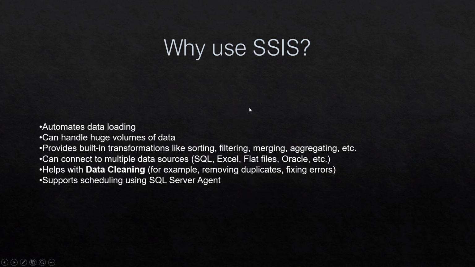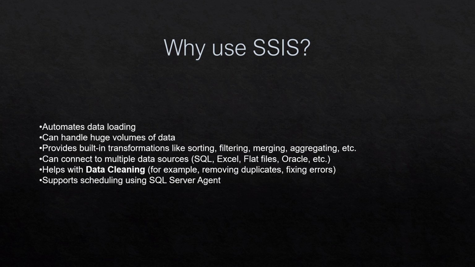SSIS we need to use for combining data from multiple sources. So we have different sources, as we said, like Oracle or a flat file or Excel files. To combine data from multiple sources and put it in a common location like a data warehouse, we need SSIS.